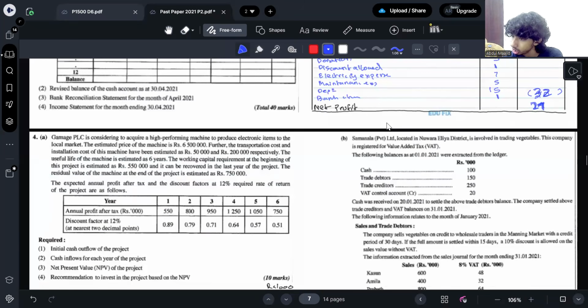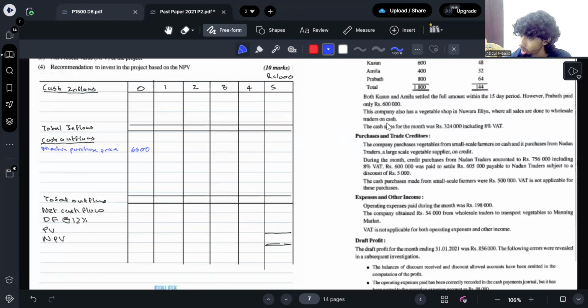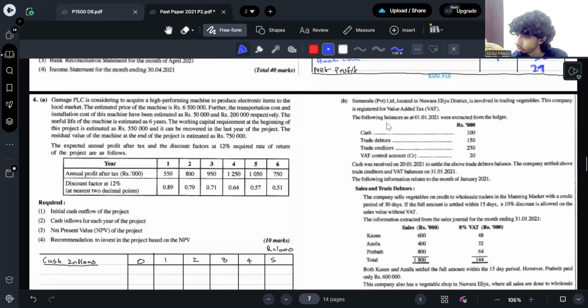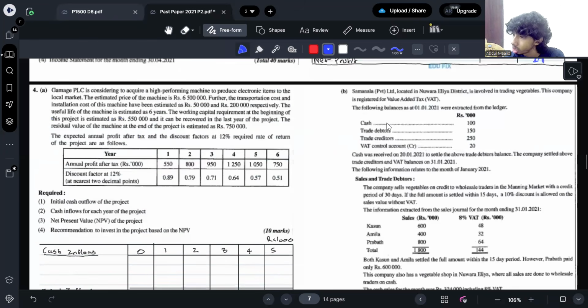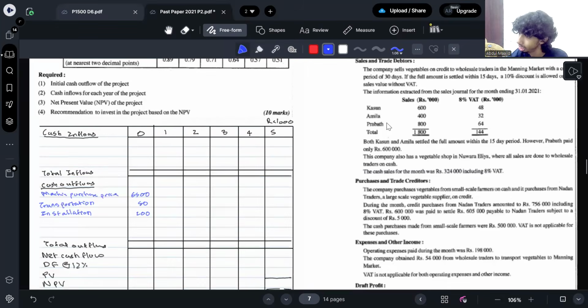Further, the transportation cost and installation cost. The transportation cost is 50,000. Installation is 200,000. The useful life of the machine is estimated as 6 years. Okay, then this investment will be working for 6 years. So I need to draw another column.